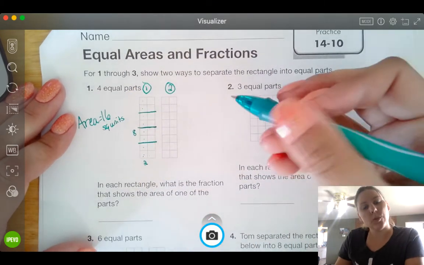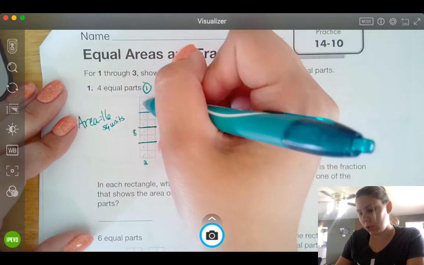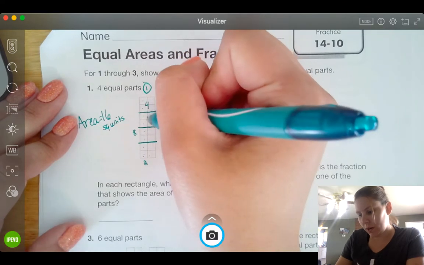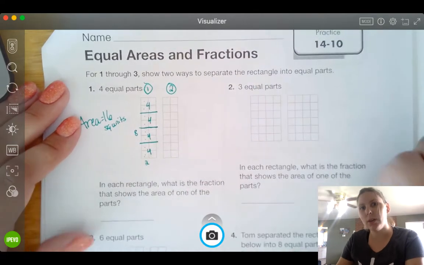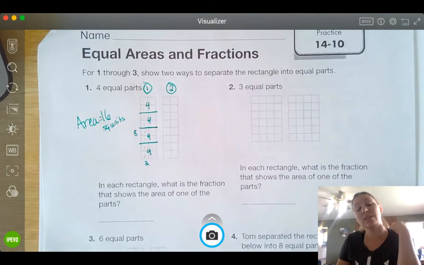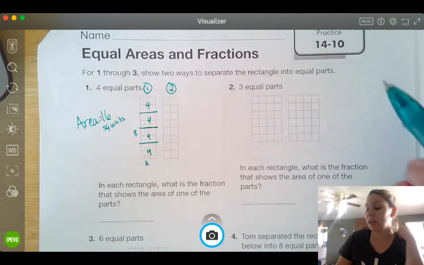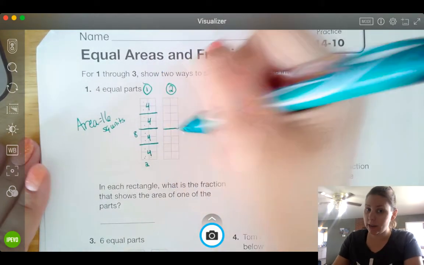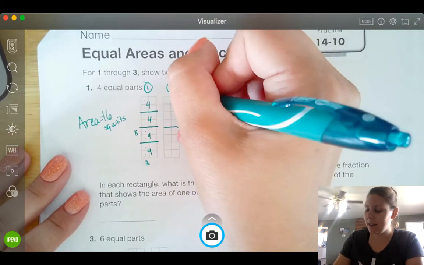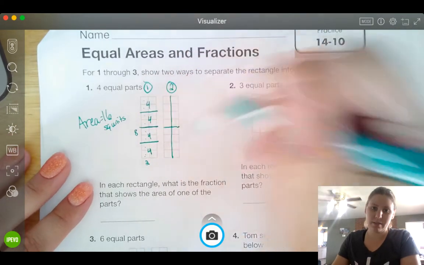How many pieces does each equal part have? 1, 2, 3, 4, four times. Each equal part has four pieces, and there are four equal parts, so it's divided equally into fourths. That's one way. Another way I could do it is I could still cut it in half here, and instead I could cut it down the middle.